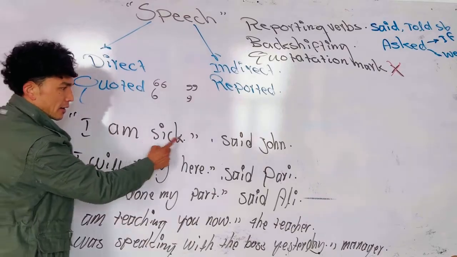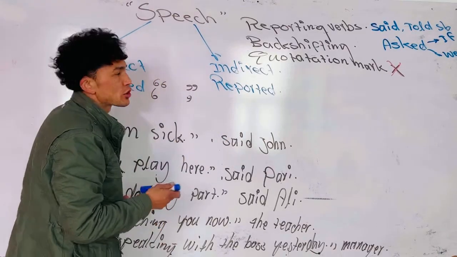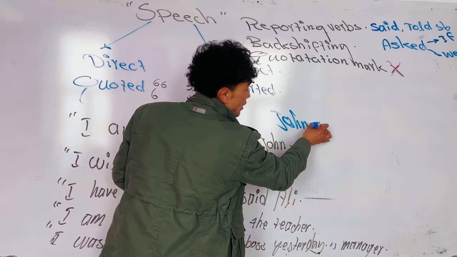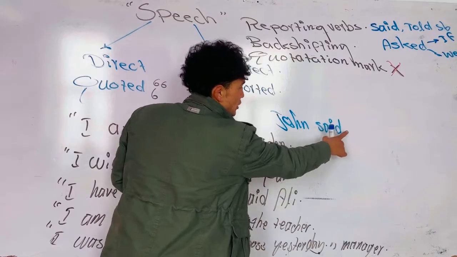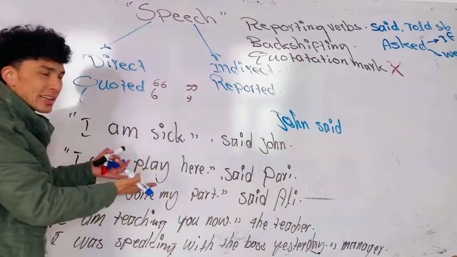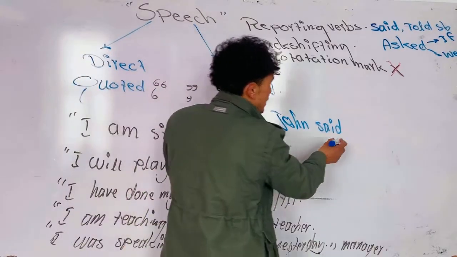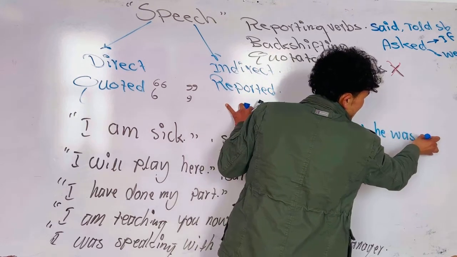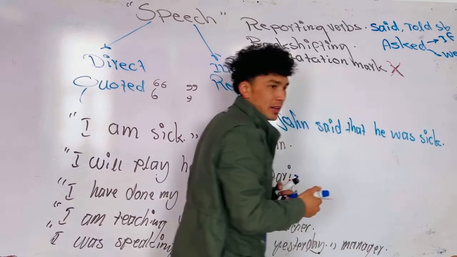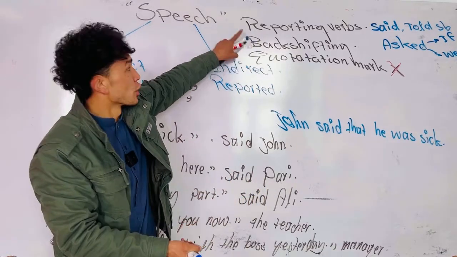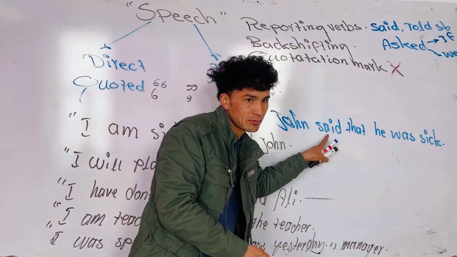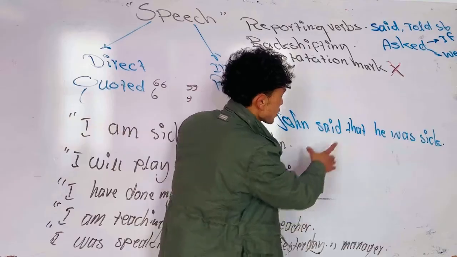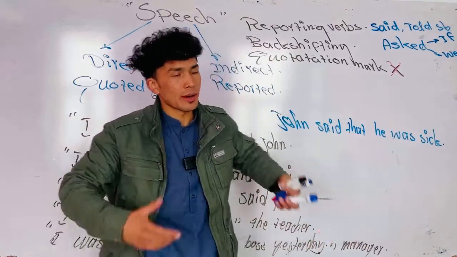Number one, I'm sick, said John. Now, change this. John said that he was sick. As I told you, that is kind of an optional word. Whether you bring it or not, he was sick. Why was sick? Because of back shifting. The reporting verb is said here. Good. Okay, was is back shifting. What about the quotation mark? Do you see any quotation mark? No, we're not allowed to use it.